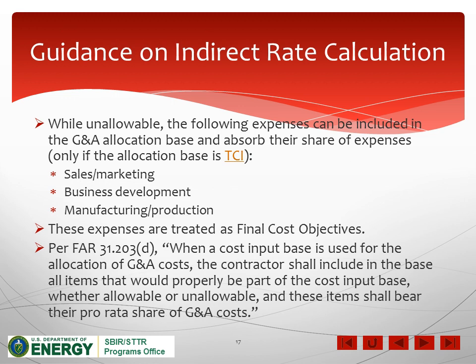While it was noted earlier that unallowable costs cannot be included in the indirect cost pools, they can be included in the G&A allocation base and absorb their share of expenses if your organization is utilizing a total cost input base. The unallowable costs are treated as final cost objectives, and for your reference, FAR 31.203(d) provides details regarding the inclusion of unallowable costs in the G&A base.